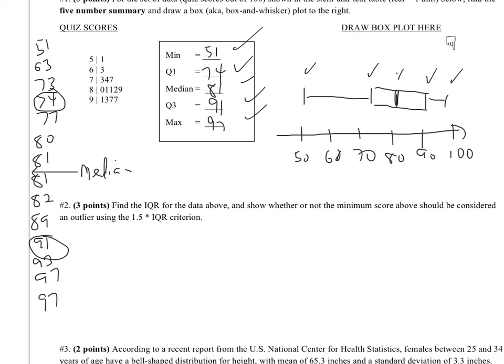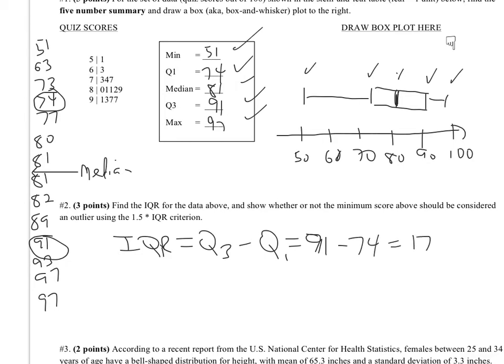Okay, so given that, we can write a measurement of spread. That is the IQR, the interquartile range, so the difference between the third and the first quartile. So in this case, 91 minus 74 is 17. Now, the outlier using the 1.5 IQR criterion, first of all we have to calculate 1.5 times the IQR.